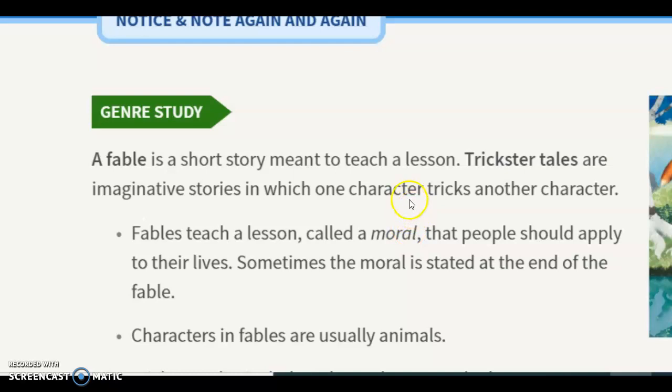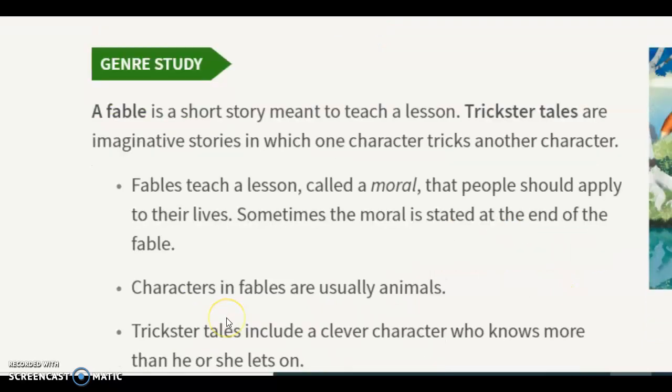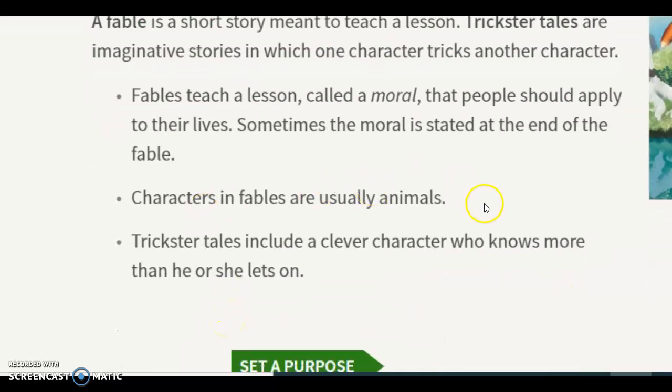Remember, another way that you may see the word lesson or moral could be message. So the STAR test could ask you, what is the message that the author wanted you to learn? Okay. Sometimes the moral is stated at the end of the fable. Characters in fables are usually animals.